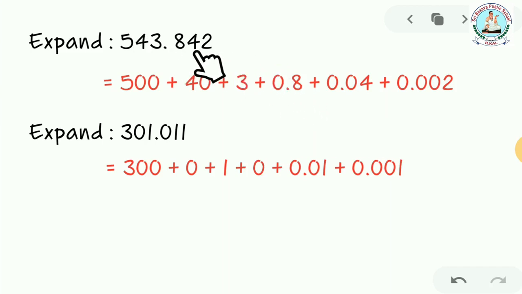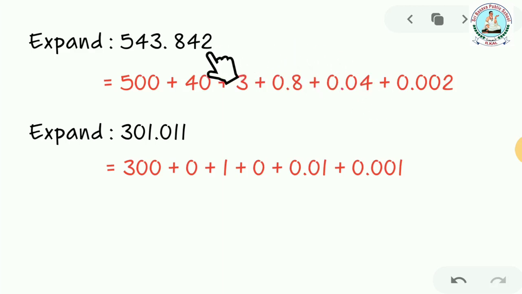Next, if you want to write the place value of this 4, except this digit, make the other digits 0. If you do so, it will be 0 point, because you have made the earlier digit 0, and you made this digit as well 0, so it is 0.04. That is what we have written here, because this digit is also already 0, so we skip writing that.